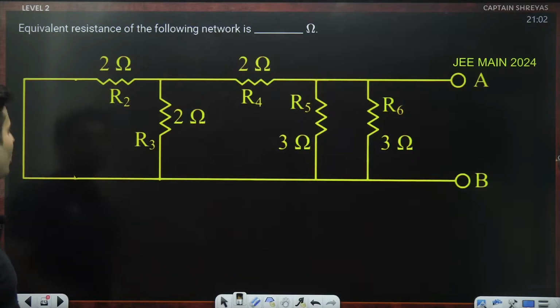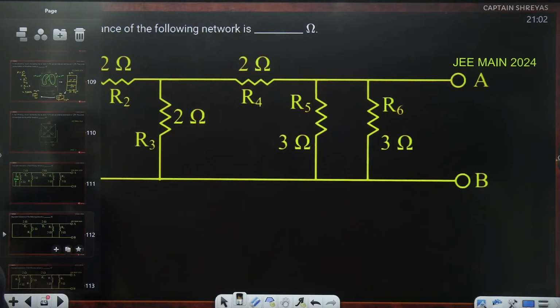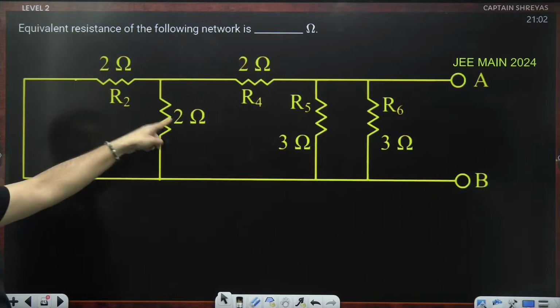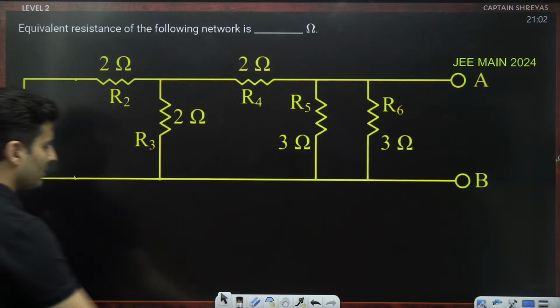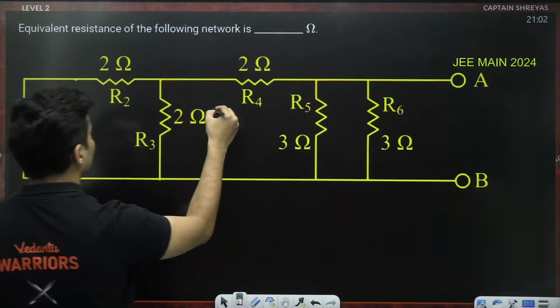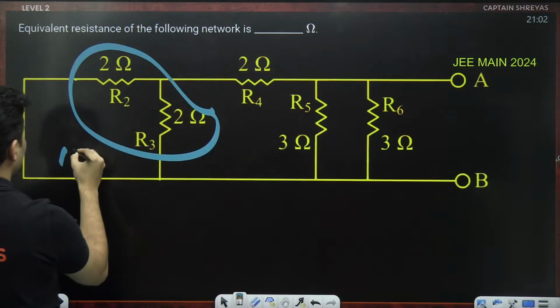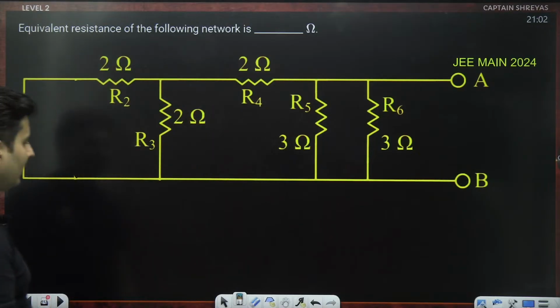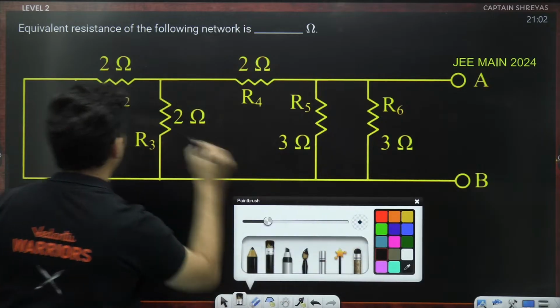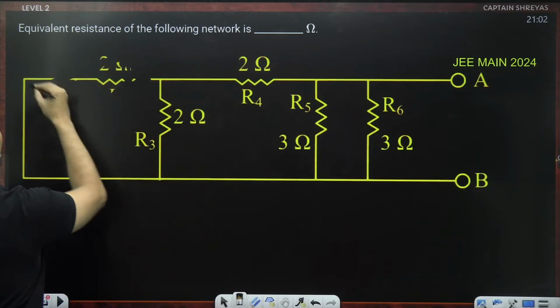Now this 2 ohms, what do you say? I think they are in parallel. Can you see 2 ohms and 2 ohms? If you notice very carefully, these 2 resistors are basically in parallel. If they are in parallel, get rid of them again, and I can replace it with one single resistance.